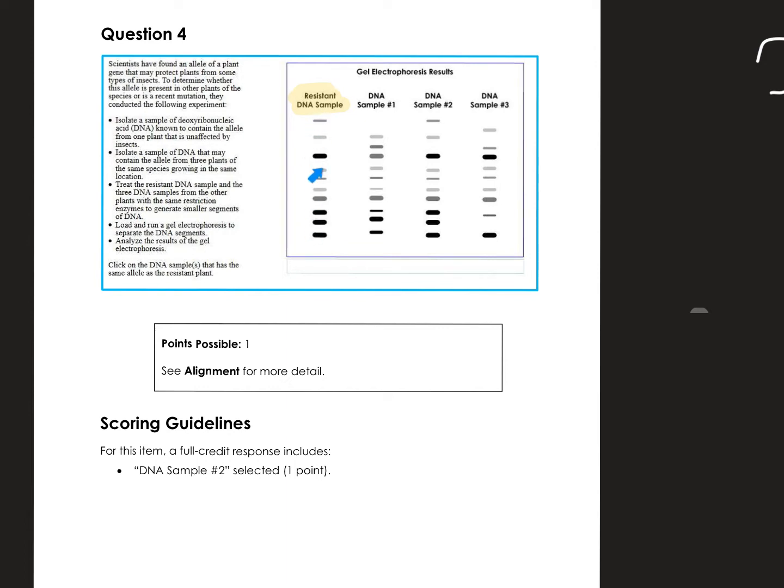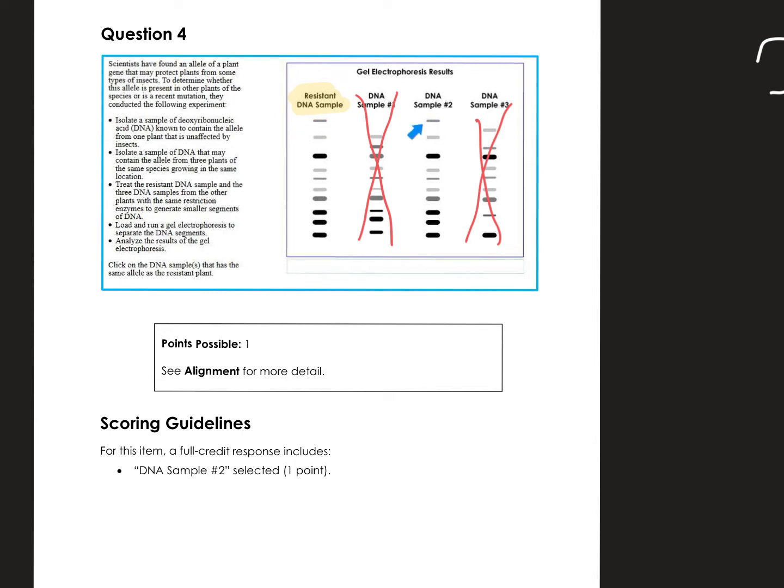Well, is this the same as this? I say no. I think it's clearly no. And I think you can easily see that even though this one's common in most of them, this one's also different from this one. So this is also different. The only question is DNA sample 2. Does DNA sample 2 have it?